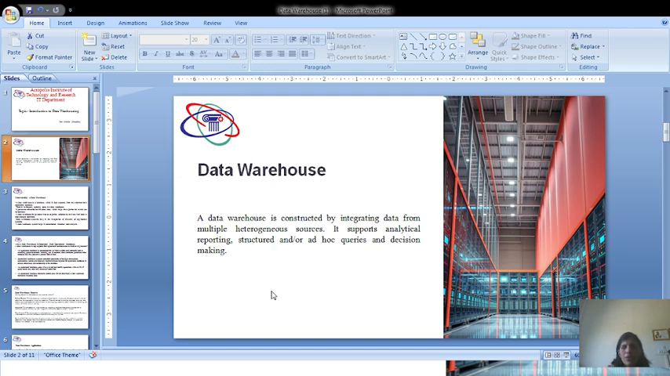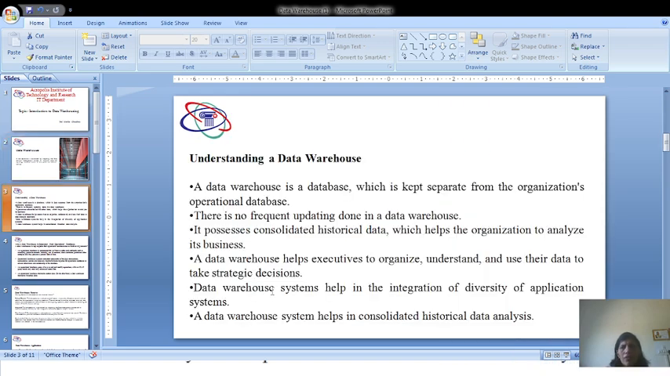Data warehouse is constructed by integrating data from multiple heterogeneous sources. These sources may contain the data in different file formats like flat file, Excel file, Word file, etc. It supports analytical reporting structure, ad hoc queries and decision making. Now understand what is a data warehouse.